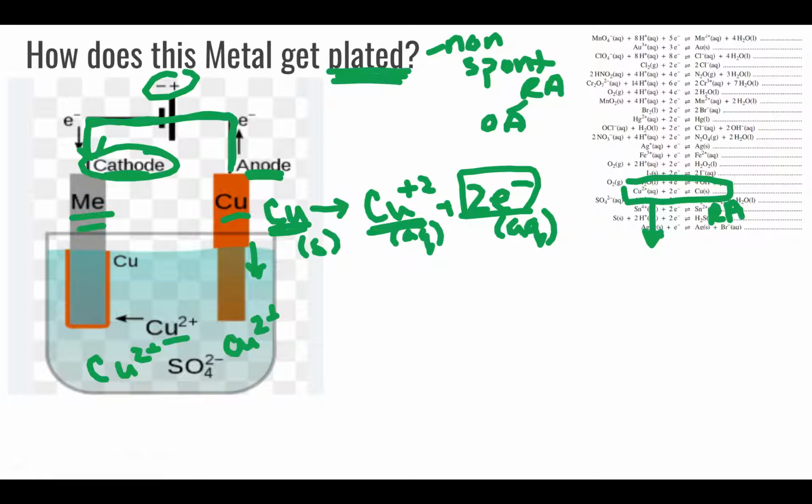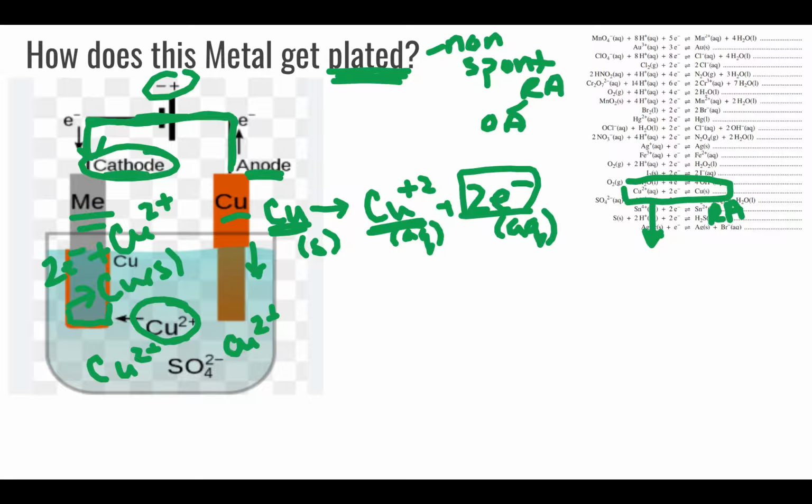Now, when it goes over into the cathode with this metal, when this piece of metal gains electrons, so these electrons are going to come on over, so 2 electrons, it will attract those positive ions from the solution, and it will deposit solid copper on top of the piece of metal. And that's what the orange part is showing.